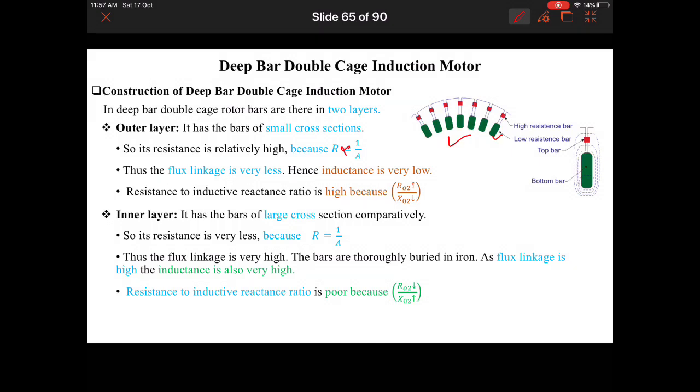The inner layer has a bar of comparatively large cross sectional area. So its resistance is very less because R is proportional to 1 upon A. Thus the flux linkage is very high. The bars are thoroughly bored in iron. As the flux linkage is high, the inductance is also very high. The resistance to inductive reactance ratio is poor because here R2 is less and X2 is high. So this ratio will be lower.